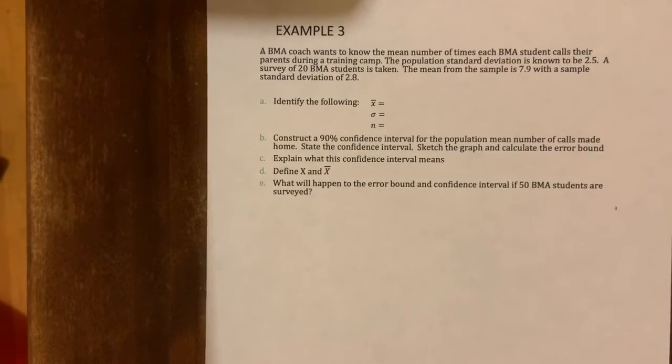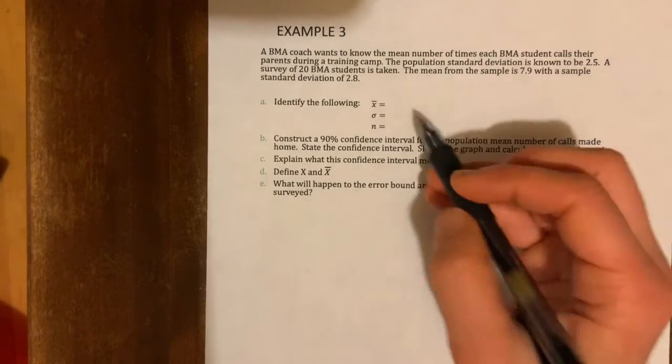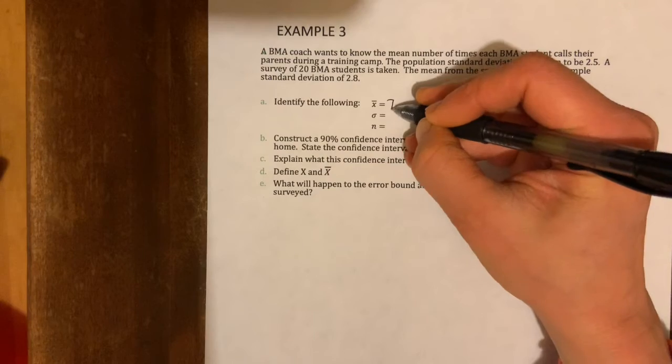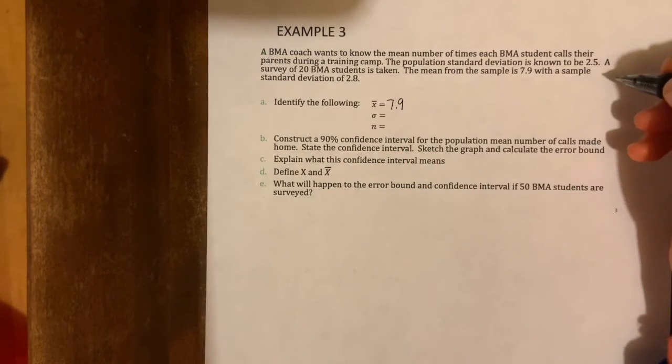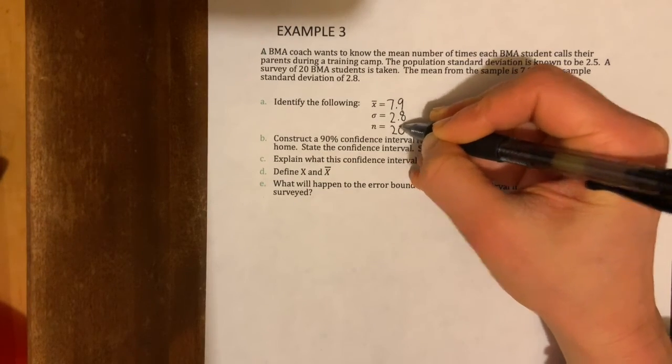Problem 3 is looking at the number of times that a BMA student calls their parents during a training camp. So instead of surveying all BMA students, they only surveyed 20. So that was our sample of 20 BMA students. From that sample, the mean was 7.9 and the standard deviation was 2.8. So we can go through here and fill out X bar, the sample mean. That would be 7.9, standard deviation 2.8, and the sample size is 20.